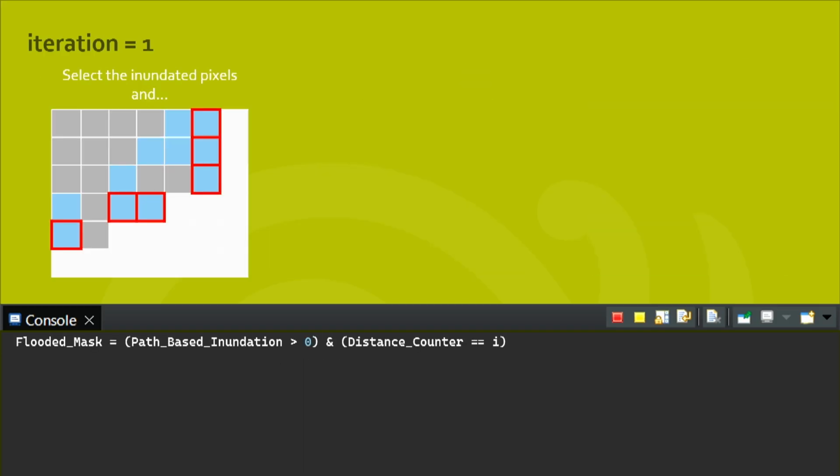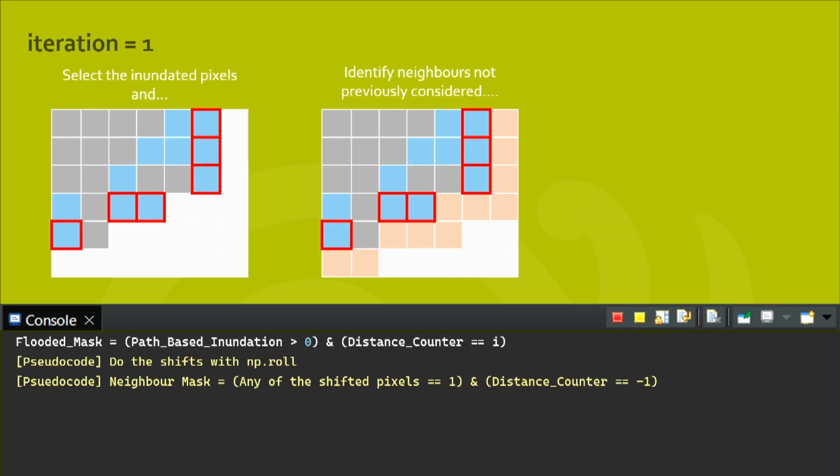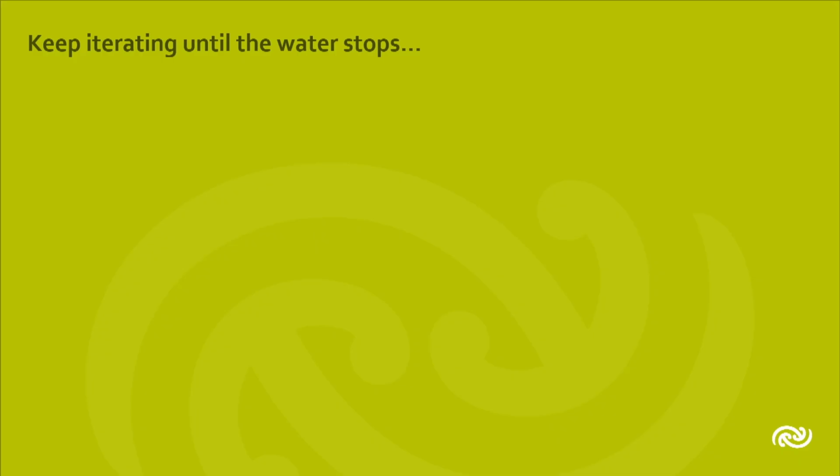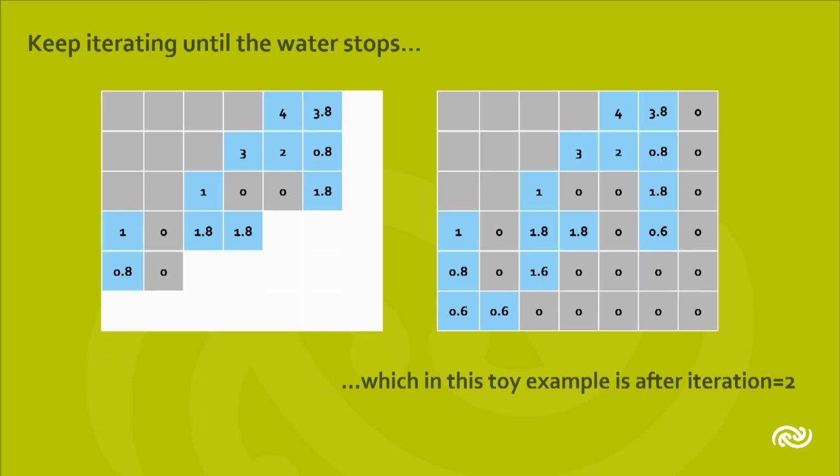We select those newly inundated pixels, find their neighbors not previously considered, and calculate the distance from the coast for those new neighbors. We keep iterating until the water stops, which in this toy example is after iteration 2, but with the real data was often more than 1,000.